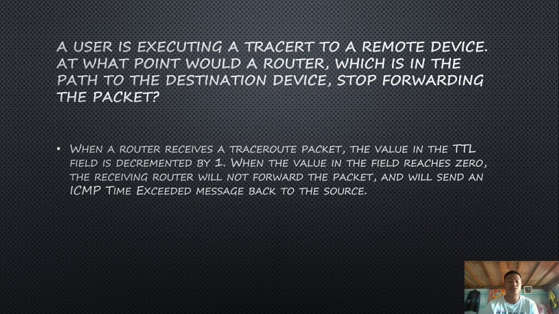Next, a user is executing a traceroute to a remote device. At what point would a router that is in the path of the destination device stop forwarding the packet? When a router receives a traceroute packet, the value in the TTL field is decremented by 1. When the value in the field reaches 0, the receiving router will not forward the packet and will send an ICMP time exceeded message back to the source.